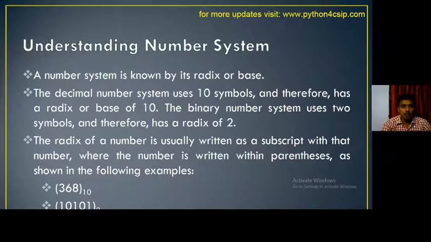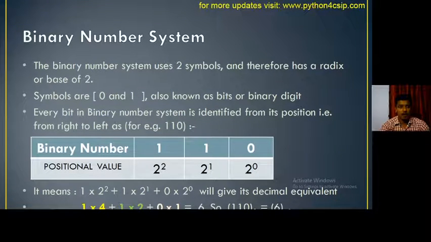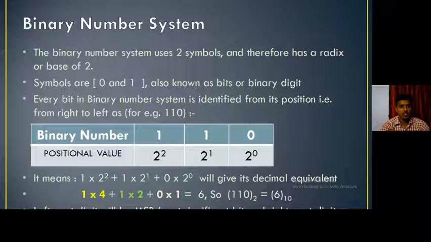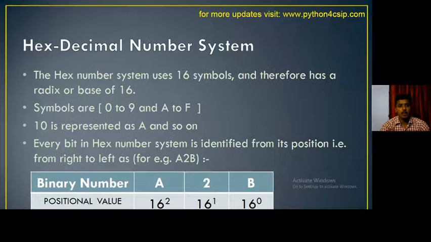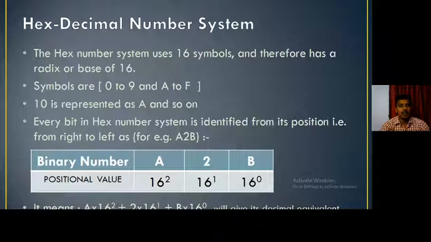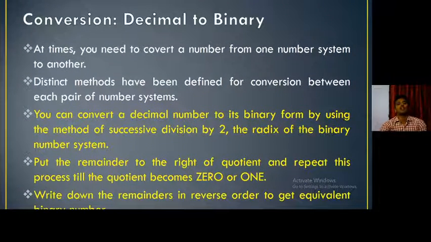We humans follow the decimal number system, which is denoted with base or radix 10, and computers follow the binary number system, with base or radix 2, or the octal number system, with base 8, which contains 8 symbols, 0 to 7. And the hexadecimal number system contains 16 symbols, from 0 to F, or 0 to 15. And we saw one conversion, that is decimal to binary.